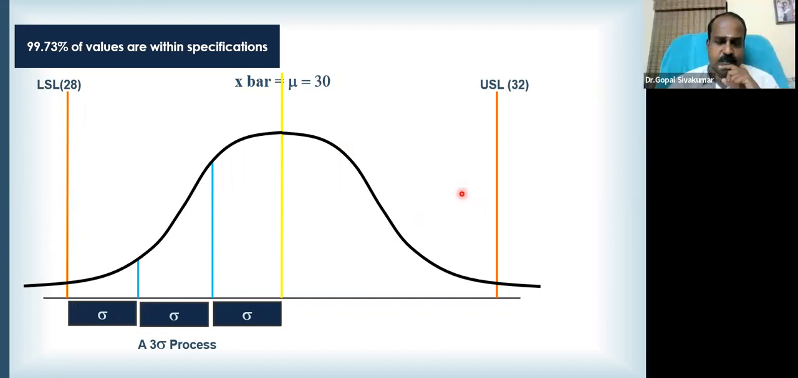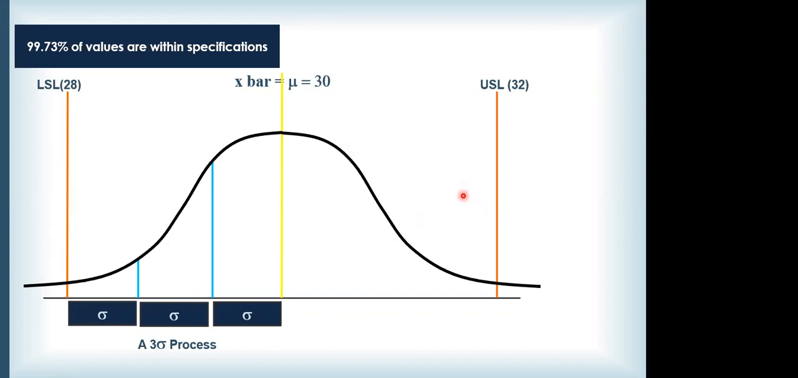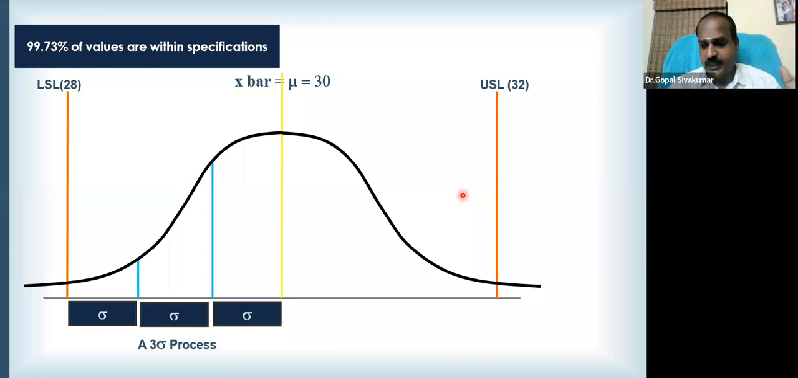If the process is 3 sigma, what is the success rate or what yield can you expect? 99.7. 99.73. But this 99.73, it's written here, is valid only for the short term. In the long term, 99.73 will fall down.